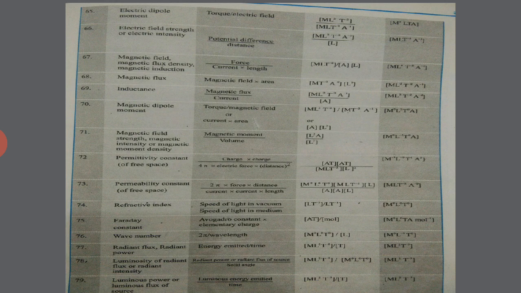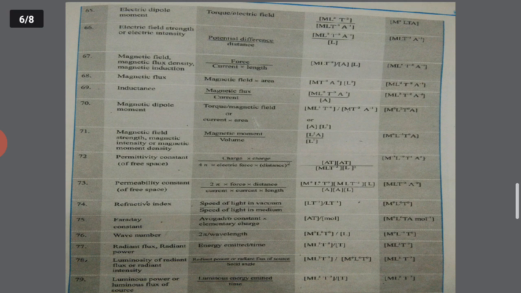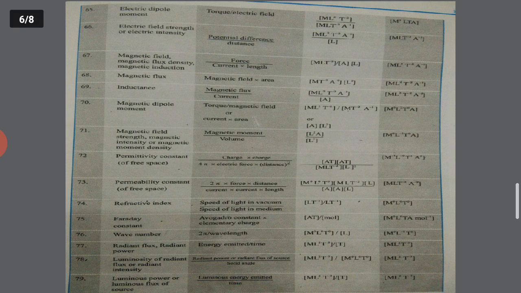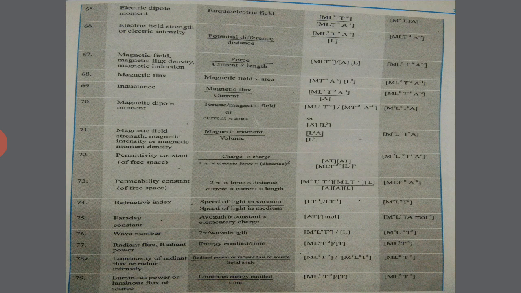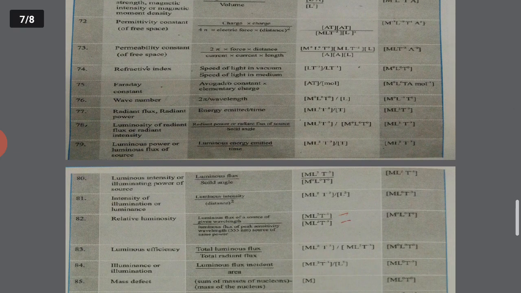Wave number, 2 pi upon wavelength. We all know the wavelength is distance, M0 L0 T0, 2 pi trigonometric factor having zero value, angle. Okay, zero dimension formula, so it will be M0 L minus 1 T0. Radiant flux, energy emitted upon time, energy, the formula we all know. Luminosity of the radiant flux or radiant intensity. Okay, got this? Luminous power or the luminous flux of the source. Got it? Let's move further.